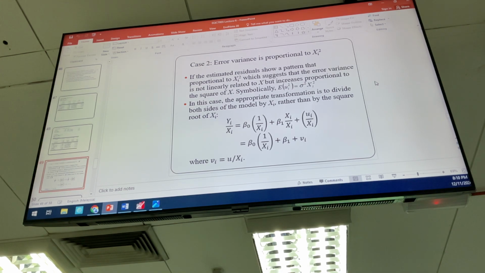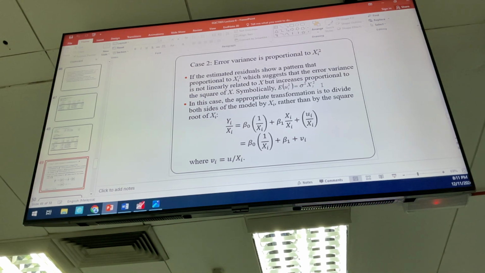Okay, now let's say the error variance is proportional to x squared, not x but x squared. If the estimated residuals show a pattern and you check the graph of residuals, you can see more clearly when you produce a plot of the squared residuals against x squared. So it is proportional to x squared, which suggests that the error variance is not linearly related to x but increases proportionally to the square of x. Symbolically, the variance of u, or the error variance, equals sigma squared times x_i squared, not x but x_i squared.